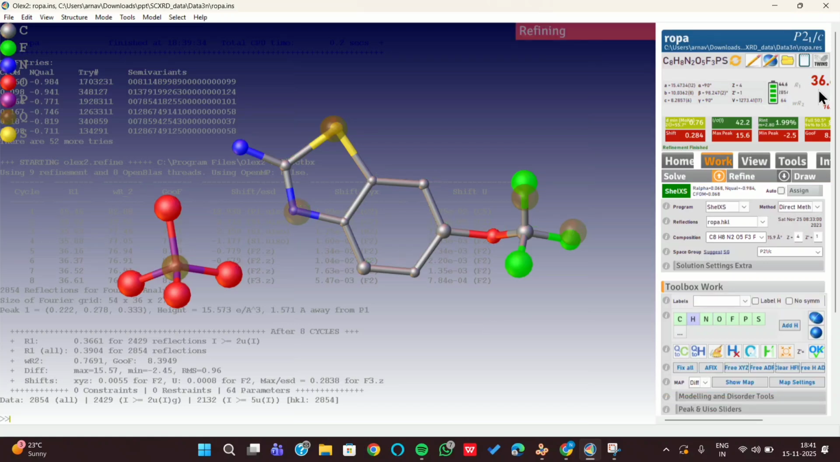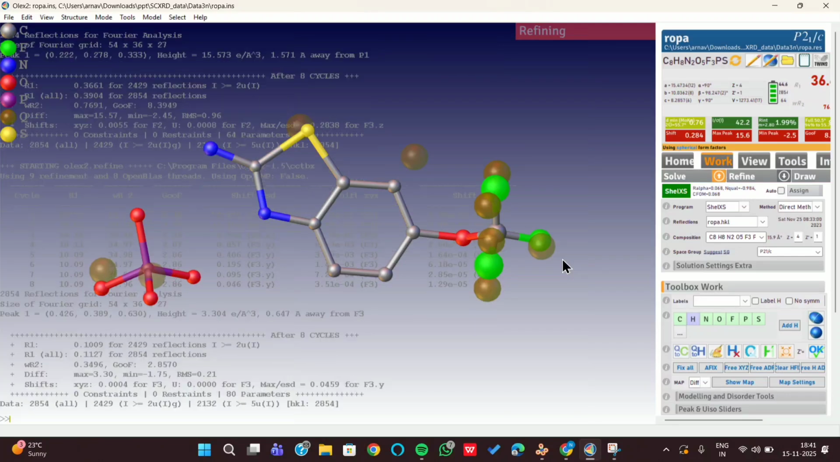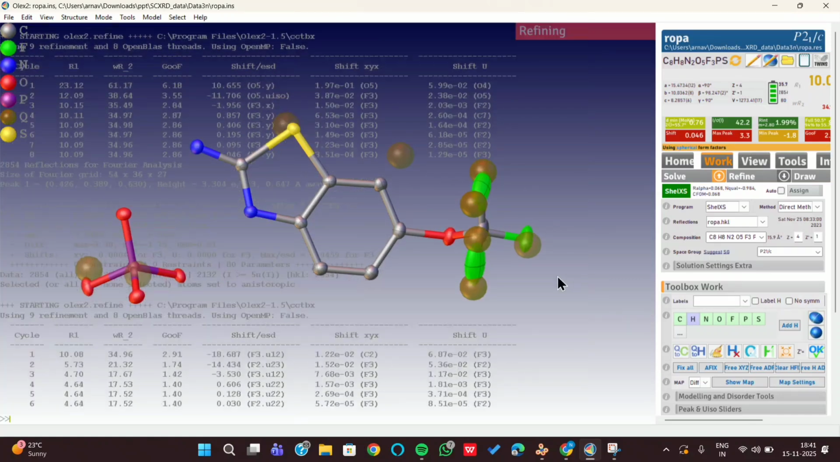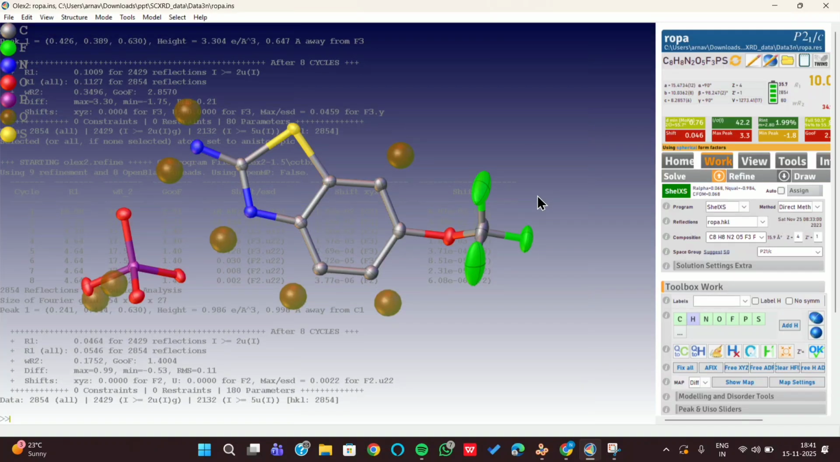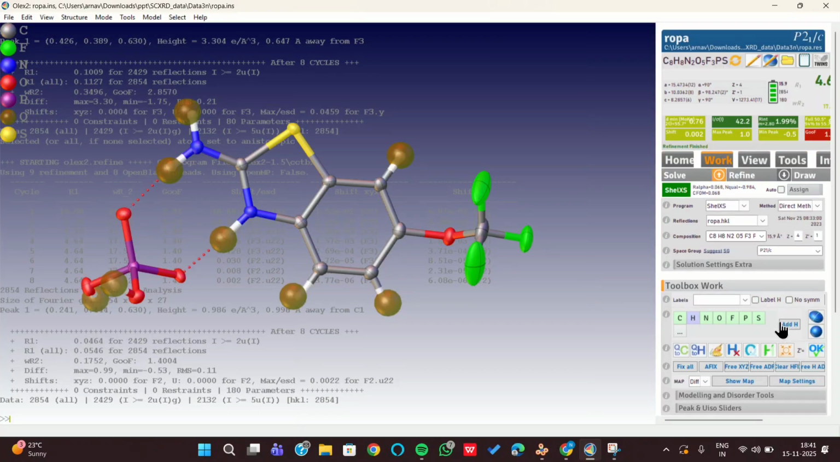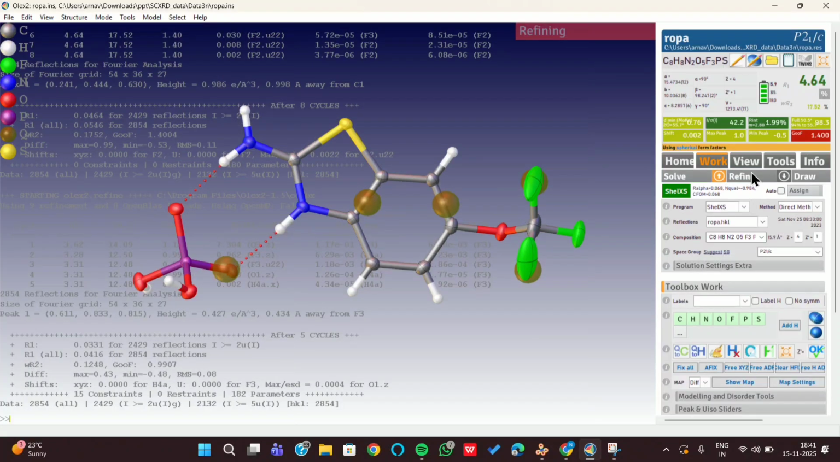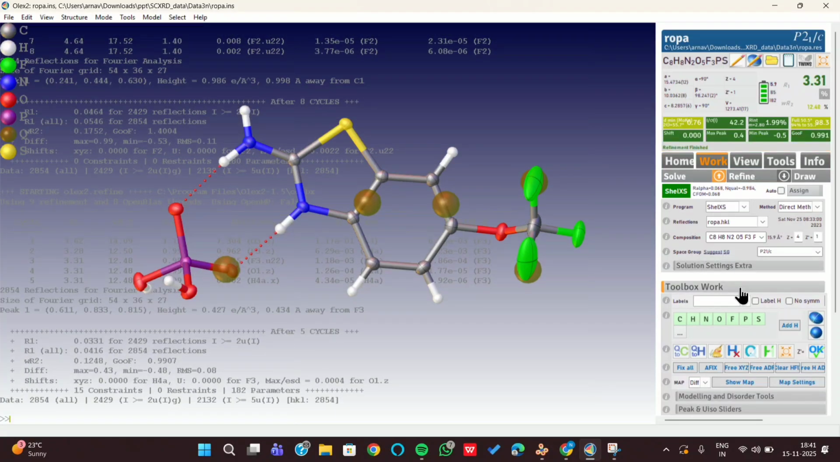The R value is 36. Now it should decrease a bit. Now it is 10. Then we will click on this icon to refine the thermal energies. Now we can add hydrogen in this structure. As you can see, the interactions are being shown over here between the oxygen and the hydrogen of nitrogen. Now we can simply refine it. The R value should decrease to 3.3.